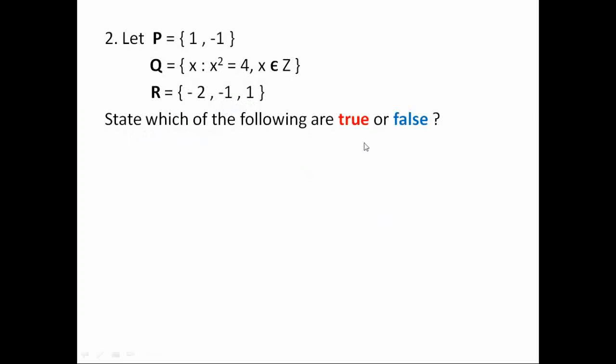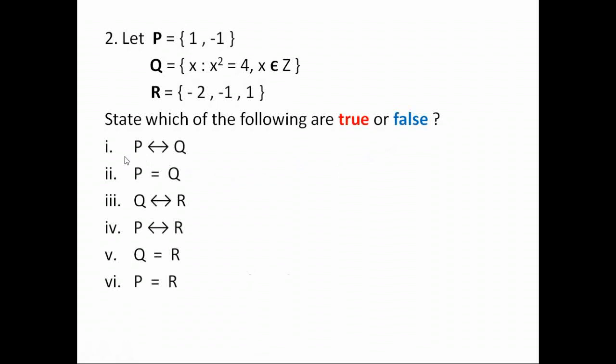Now we have to state which of the following is true. Let's look at the questions. So here the first question is P is equivalent to Q. Now you have to state whether it is true or false. For finding whether two sets are equivalent or not, we need to know the cardinal numbers, means the number of elements in both the sets should be the same. So where is P? Here we have set P and here we have set Q.